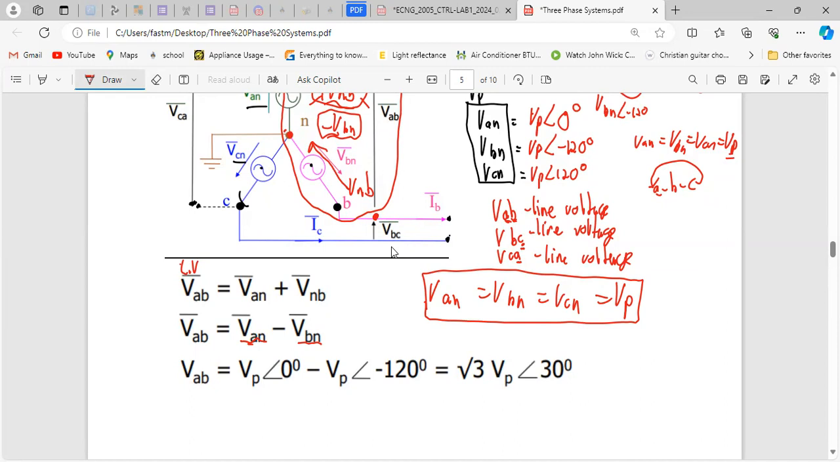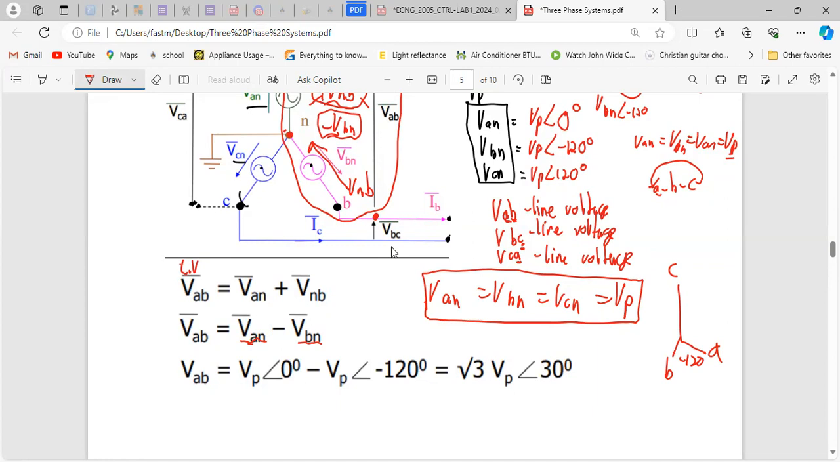So if you do another calculation now, you can say VAB is VP angle 0, like I showed you, minus VP angle minus 120 degrees. Now you know where this came from, because if A is here, B here, and C here, they're minus 120 apart. So that's where this came from. Minus 120, and you get this here. This is a level higher than what you need to know.